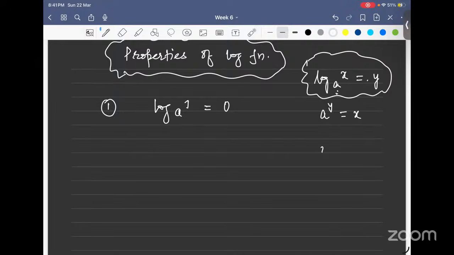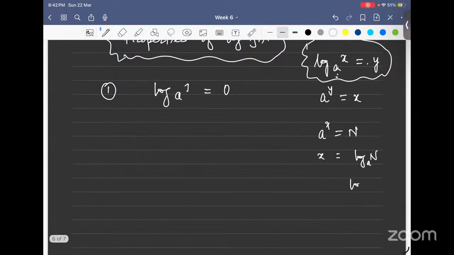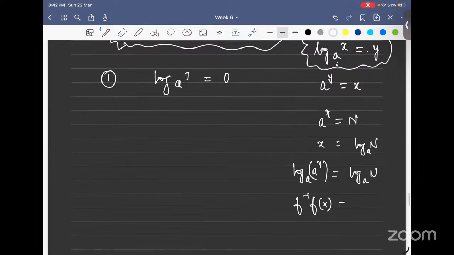Let's say an example: a to the power x equals n has been given. If you have to write it as a log, you can directly take the log here, so it will be equal to x, and the base will be a. How did you get that? You can just apply log on both sides. So log of n base a, and on the other side log of a to the power x base a. This is nothing but f inverse of f of x, correct? And that should be equal to x. So that's how this will be equal to x.